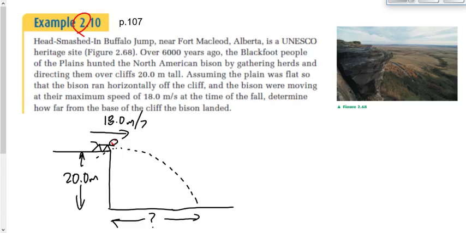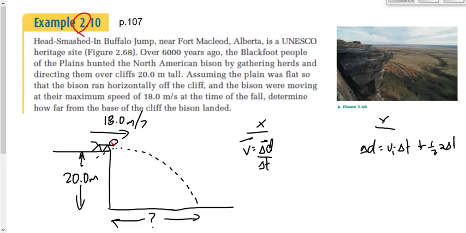Number one, draw your picture. Number two, separate it into x and y components. Number three, write down the equations that I told you to use. For x, v is equal to delta d over delta t because it's constant velocity, and for the y component, d is equal to v_i t plus 1/2 a t squared because it's accelerated motion. Always start this way. Always draw your picture and then write down your x and y components and the equations that go with that.